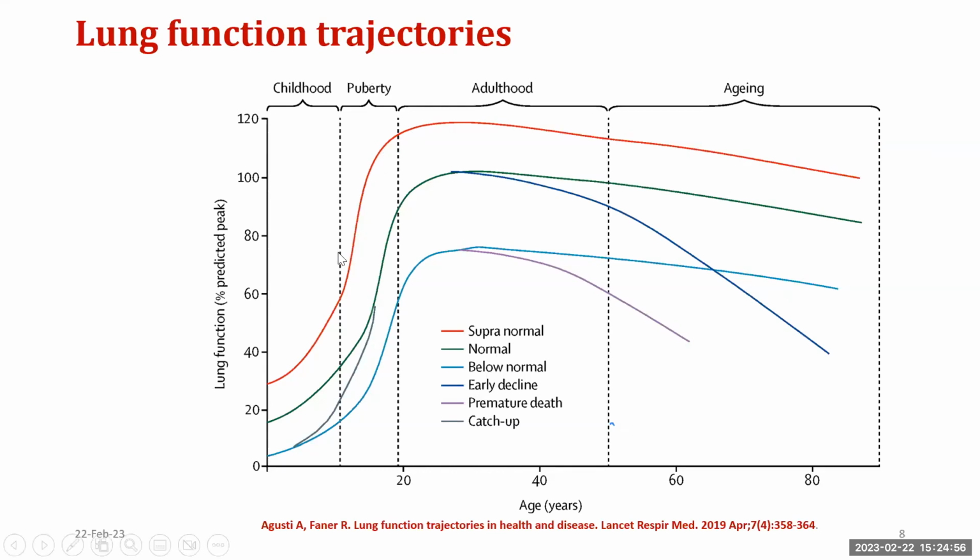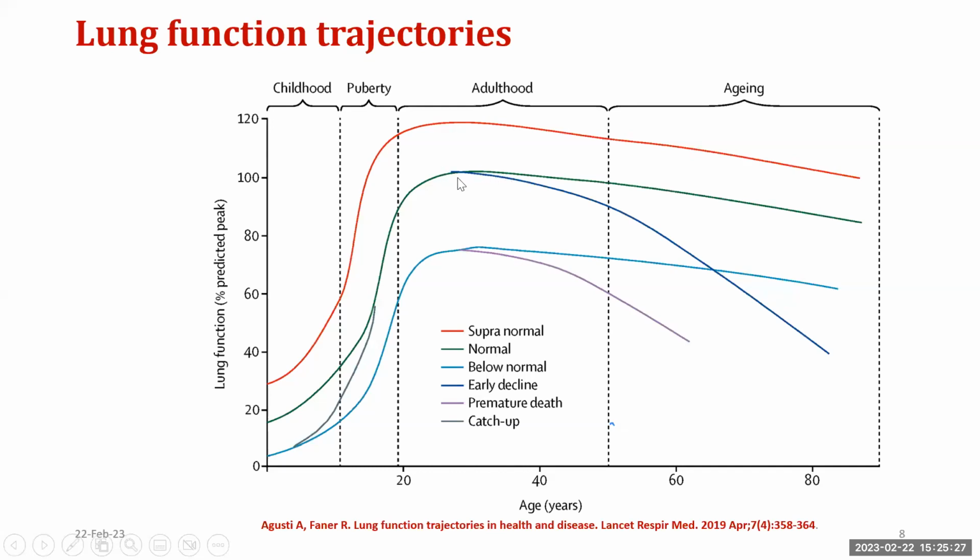If you look at the red curve, these people who have what we call supernormal lung function, by the time they are born, their lung function is supernormal. It follows this trend through childhood to puberty. Around 22 years, we reach the peak, and then it starts declining. The green line is where the majority of us lie. So again, we follow the same trend, and then by about 22 years or slightly after, we start declining.